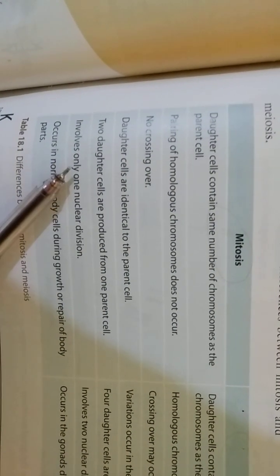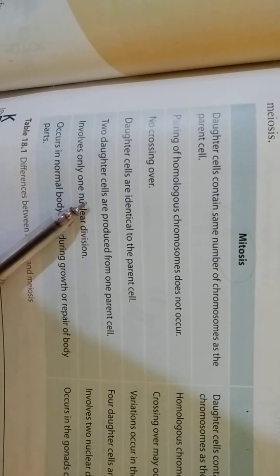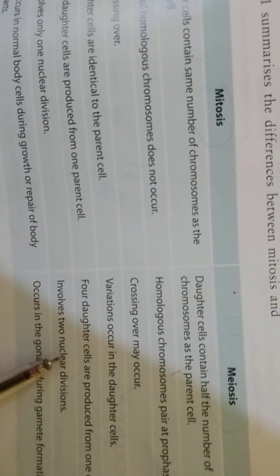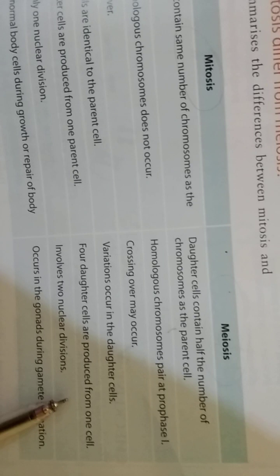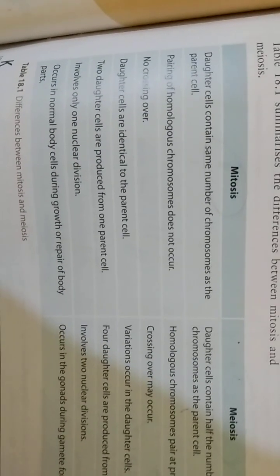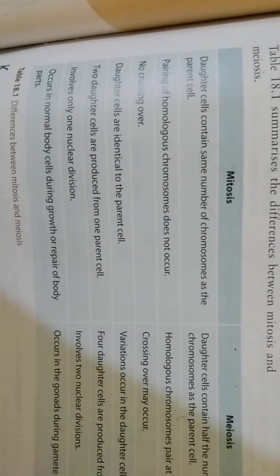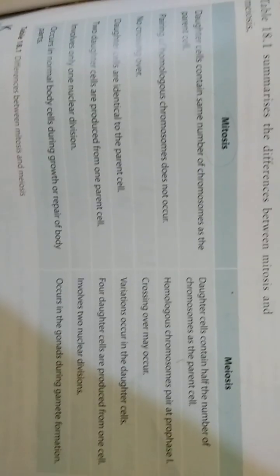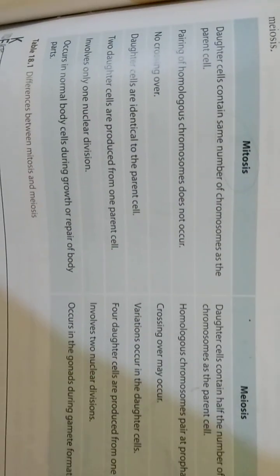The fifth one: in mitosis, two daughter cells are produced from one parent cell, and in meiosis four daughter cells are produced from one cell. That's a huge difference between mitosis and meiosis. In mitosis two daughter cells are produced from the parent, but in meiosis four daughter cells are produced from the parent.